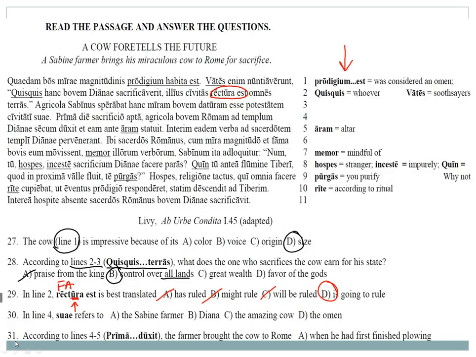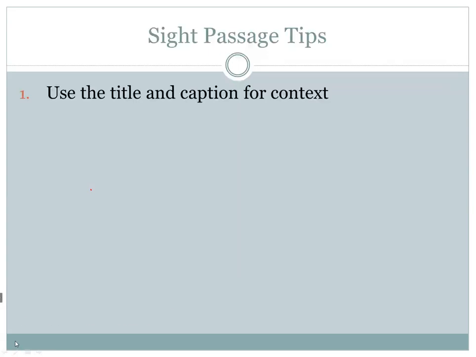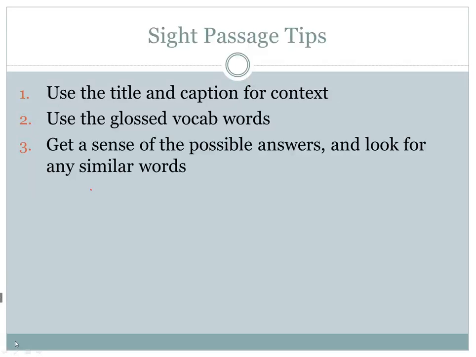So there are a couple of things we did with this one. Not only have we checked the title and caption and used any gloss words and gotten a sense of what the possible answers could be, that didn't really help us on this question. Instead, you've got to trust your grammar. Trust what you know. If you see something that looks like a future active participle, it probably is. So use that to your advantage.